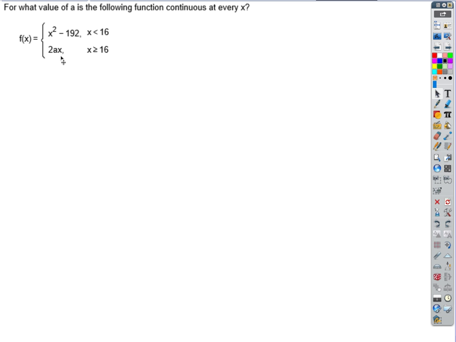So the part where we could get tripped up here is, does the limit exist, right? Does the limit from the left equal the limit from the right? If not, we're going to have a gap in the function, but we want to choose the value of a so we don't have a gap in the function. So in order for this thing to be continuous, the limit of f of x as x approaches 16 from the left just has to equal the limit of f of x as x approaches 16 from the right. We agree?